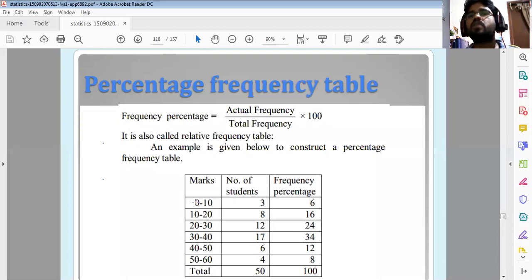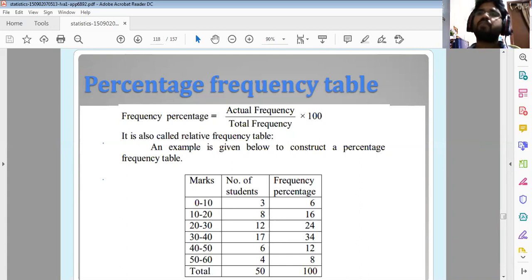So 3 people may get 0 to 10 marks. That is called number of students, 3. It means that 3 people have got 0 to 10 marks out of 60. Then here 10 to 20 marks, 8 members. Here 8 students have got 10 to 20 marks only. Like that, here 4 students have got 50 to 60 marks. The total sample is 50.